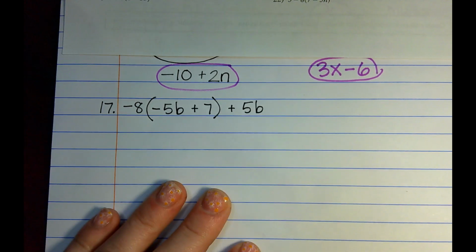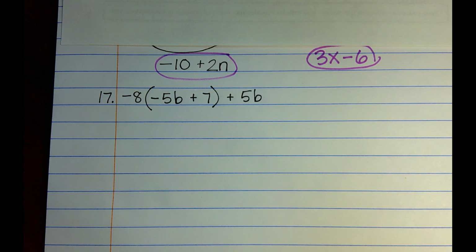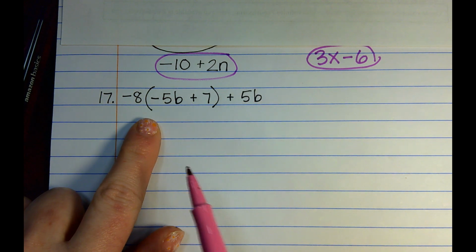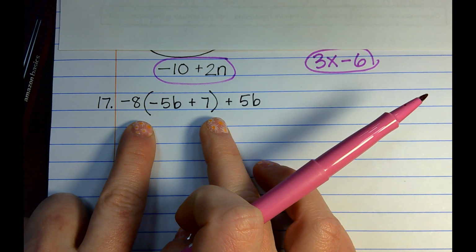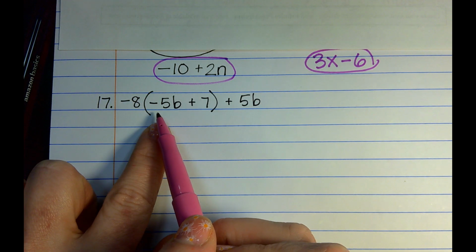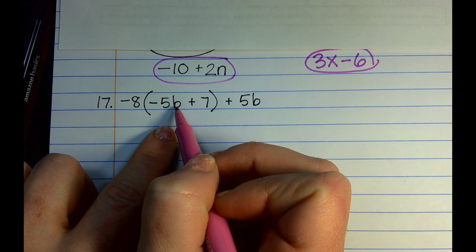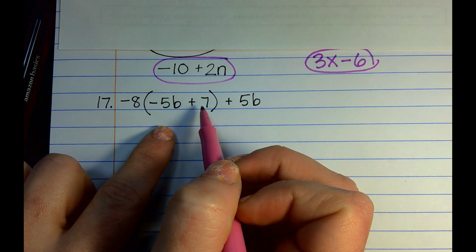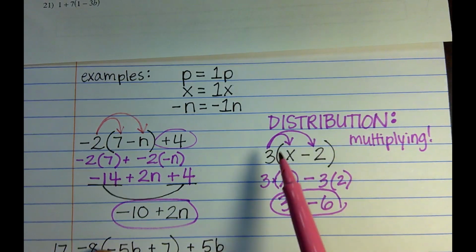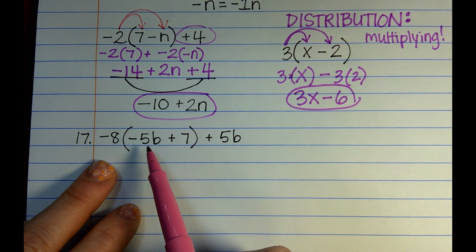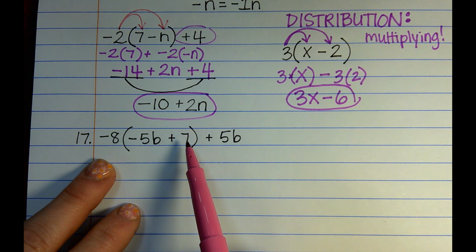Okay, so what do I do first on number 17? Negative 8 times 7. Oh, that's okay. So I want to acknowledge what you said. So you were thinking we're going to start with, okay, 5 plus 5. And if there were not parentheses here, you would be correct. But since there's parentheses, we need to get rid of them first. And since we don't know what b is, I can't really add these together first. And that's when we would use distribution. That's when we're going to take negative 8 times negative 5b, and then negative 8 times positive 7.